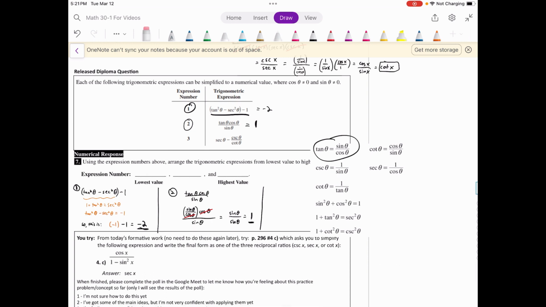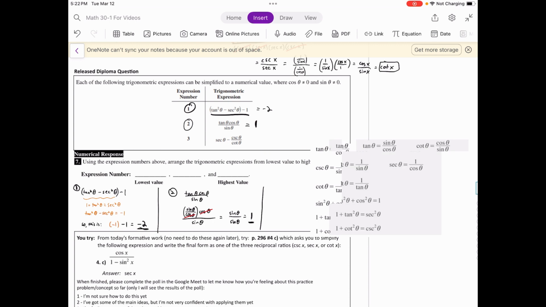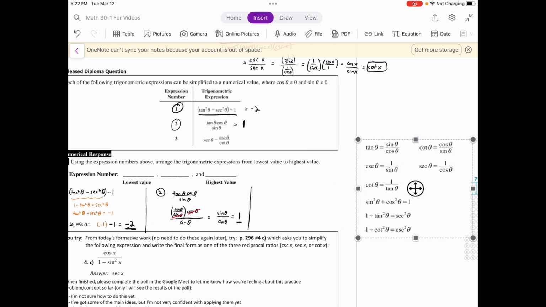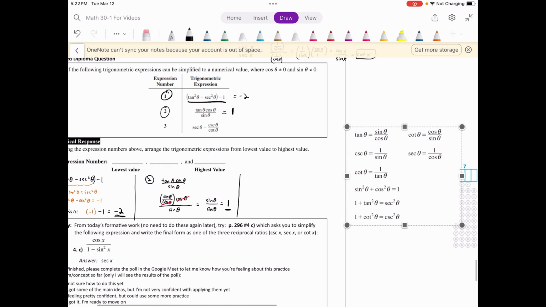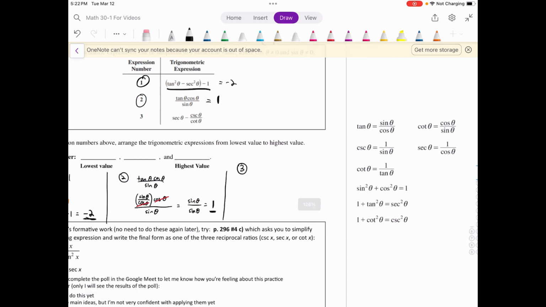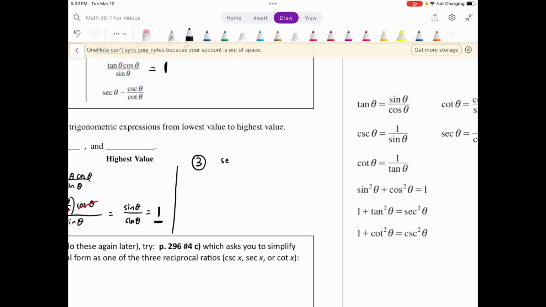Okay, let's do the third one then. So far we know that expression 2 is equivalent to 1. Expression 1 is equivalent to -2. So far our order would go 1 is less than 2, but we still got to see where 3 fits in. So let's look at expression 3. Expression 3 is secant of theta minus cosecant of theta over the cotangent of theta. Again, nothing really Pythagorean looking here that we might be able to simplify with.